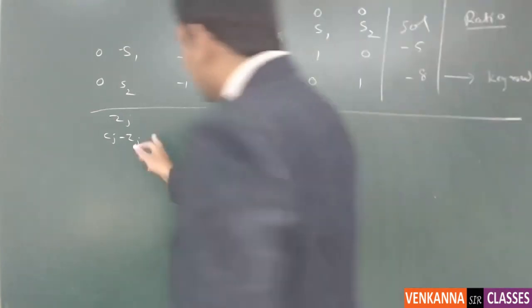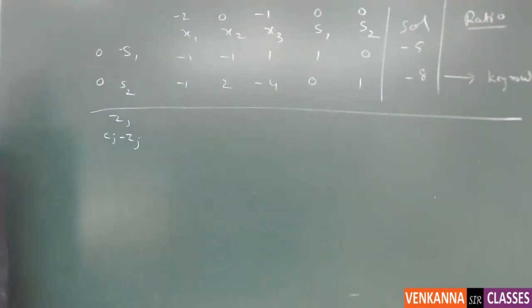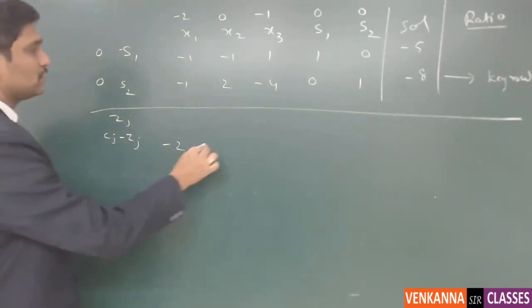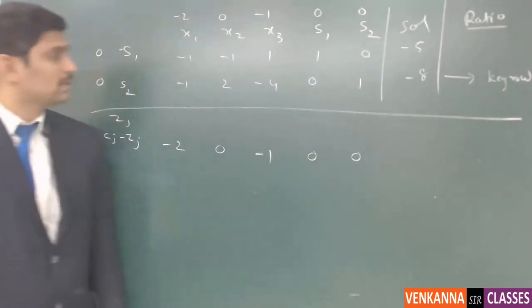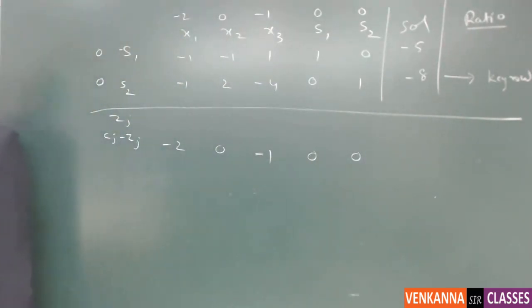Now please give me the Cj minus Zj values. Nothing but -2, 0, -1, 0, 0. Accepted? Right. Now to select the pivot element, we are dividing the Cj minus Zj with the key row.